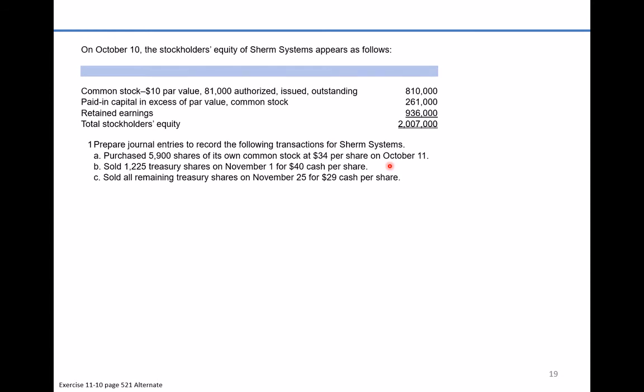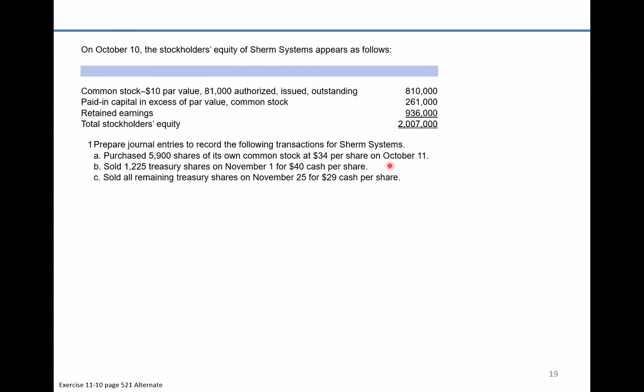Okay, so let's just do transaction A first. When a company is buying back its stock, if it is buying back 5,900 shares at $34 per share, what's the company going to give up? It's going to give up some of its cash. How much of its cash? Well, 5,900 times $34, or altogether, do the math, $200,600. So that's going to be a credit, right? Cash is going to be lowered by $200,600.